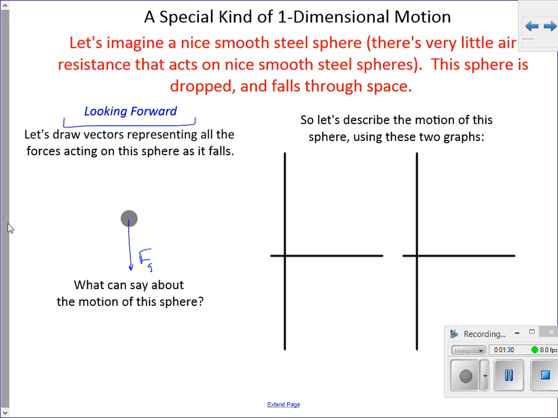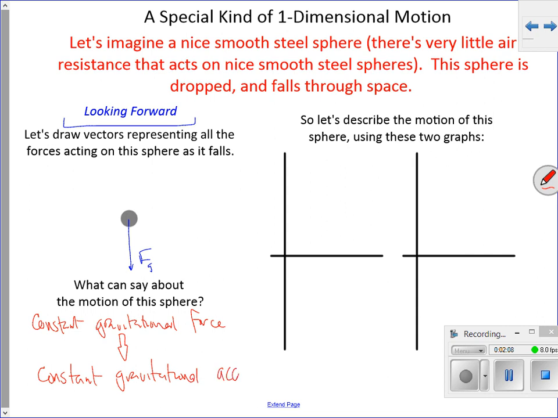Now, how big is that force? Well, it depends on some stuff that we'll get to. But the deal here is that the gravitational force that acts on an object as it falls through space is constant. And because of that, I'm going to say that this constant gravitational force yields a constant gravitational acceleration.